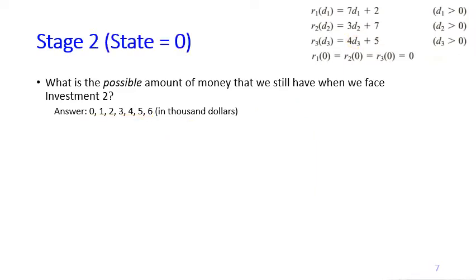Let's move backward to investment 2. So we are now at stage 2. Same question, what is the possible amount of money that we still have when we face investment 2? The answer is again the same, from 0, 1, 2, 3, 4, 5, 6.